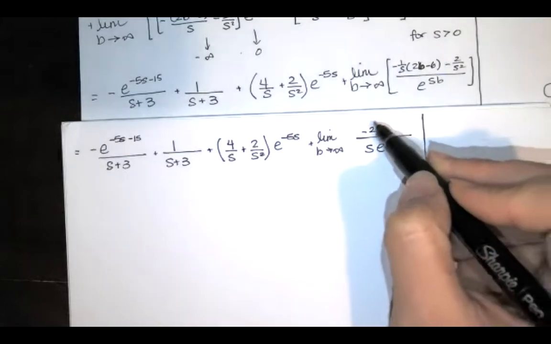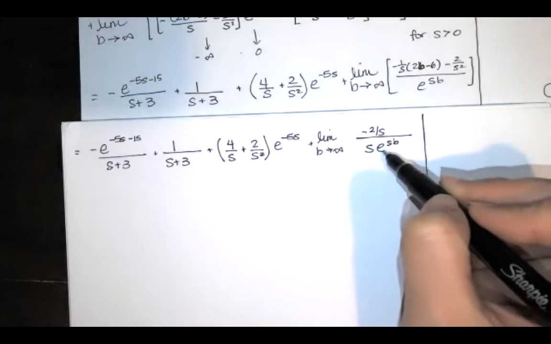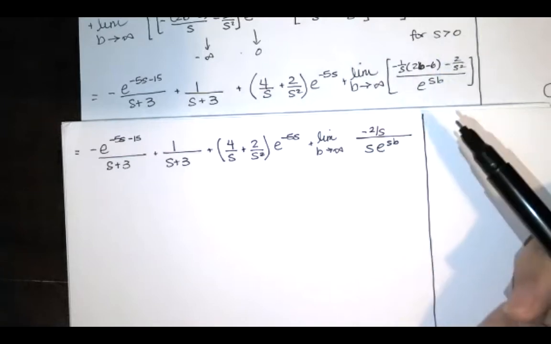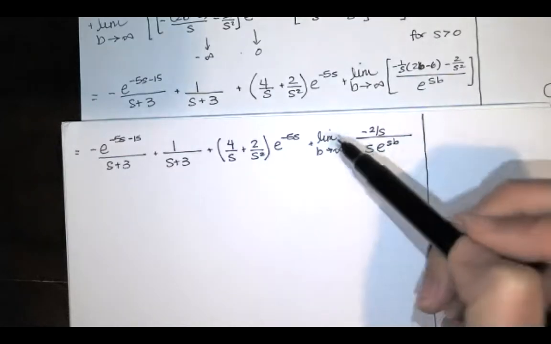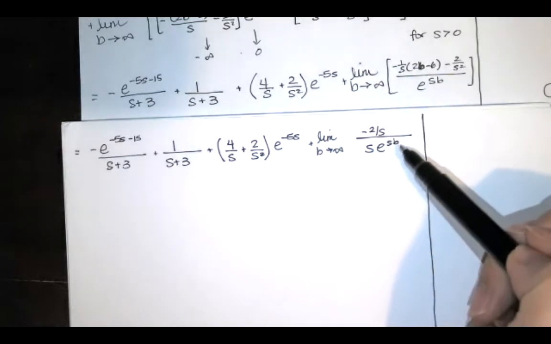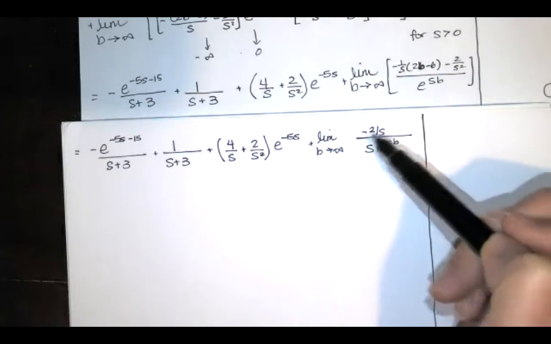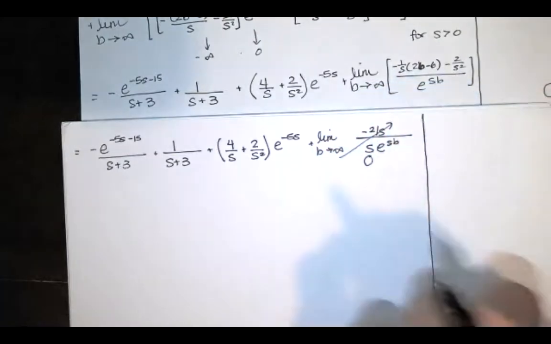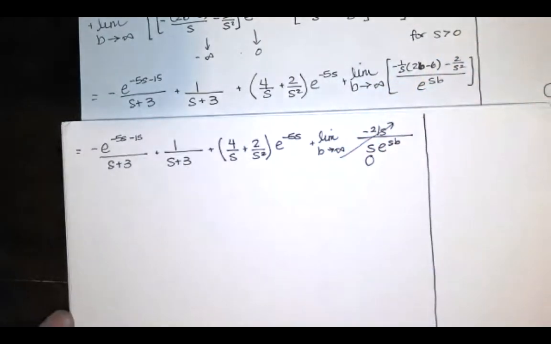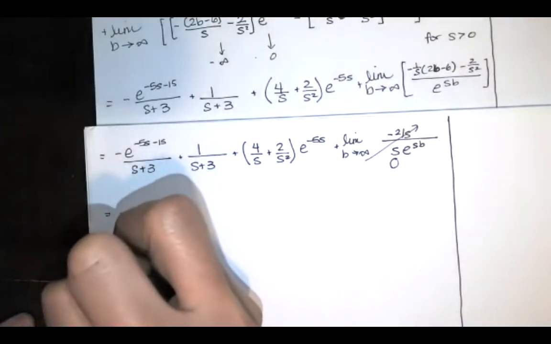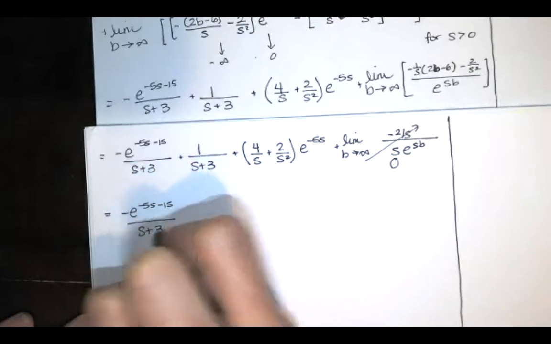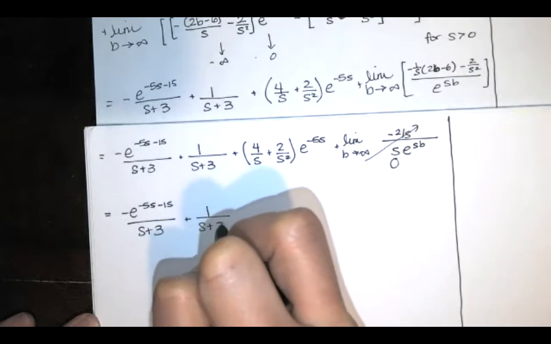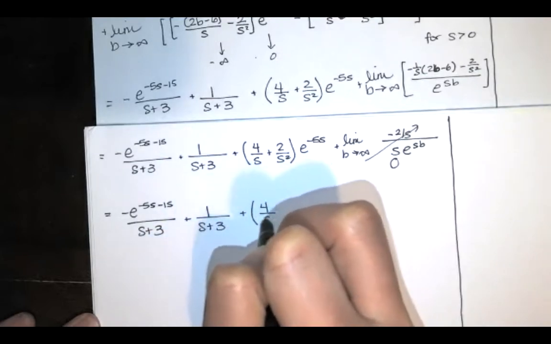So right now we've got a constant over a constant times e to the sb, where we're assuming s is positive. If s is positive, s times b is positive as b goes to infinity. And so as b goes to infinity, this is going to go to infinity. So we have a constant over something very large. A constant over something very large is something very small. So this will go to 0, provided that s is positive. That restriction that we made earlier is important. It should still be there.